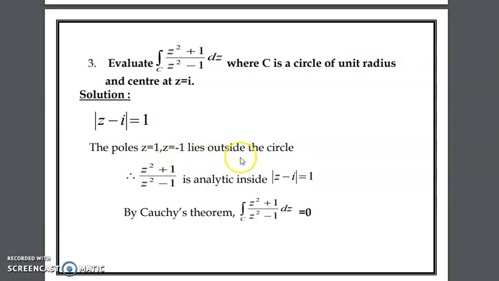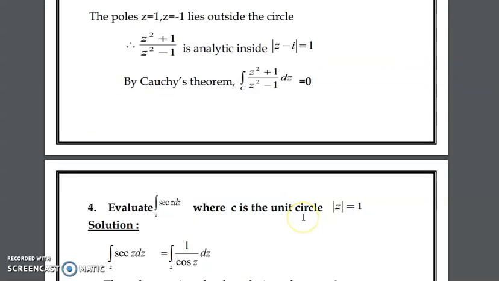Both lie outside the circle. Therefore (z squared + 1) divided by (z squared - 1) is analytic inside |z - i| = 1. So by Cauchy integral theorem, the integral over C of (z squared + 1) divided by (z squared - 1) dz is equal to 0.